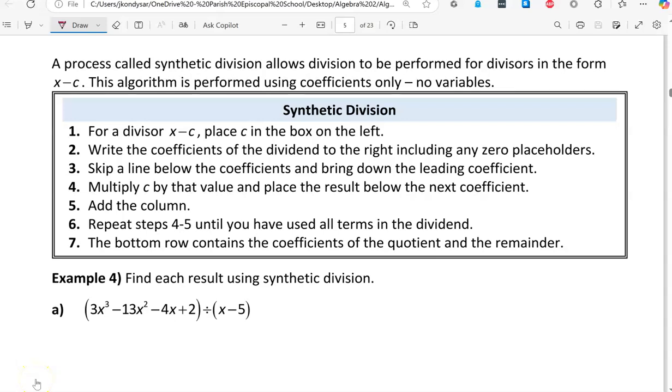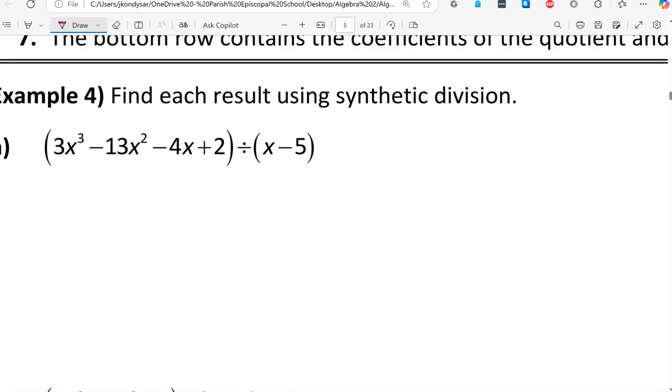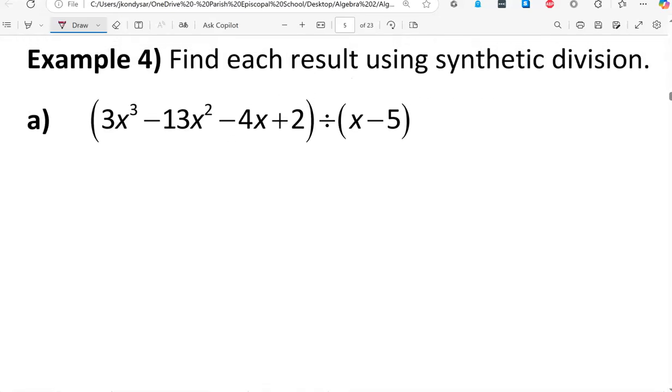We have a process called synthetic division that will allow you to perform a long division only if the divisor is in the form of x minus some number. So it can be x minus a negative number, or it can be x minus a positive number. There are instructions on how to perform synthetic division below, but I'm going to take us right to the example and perform this synthetic division.